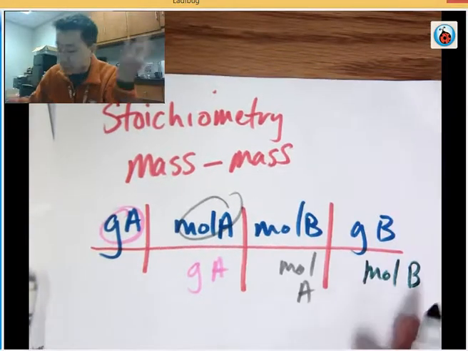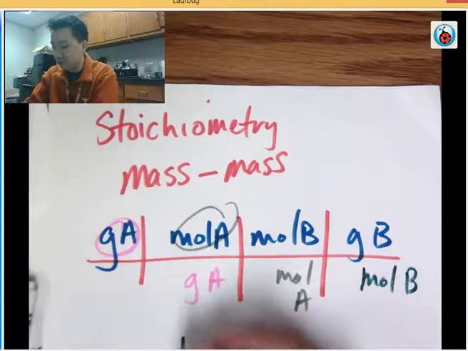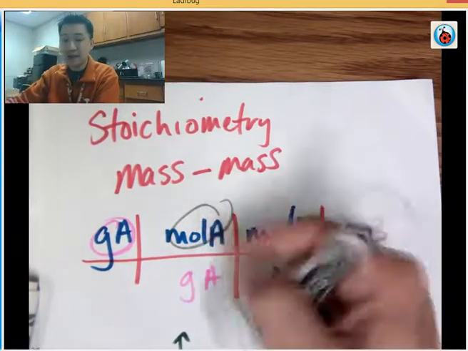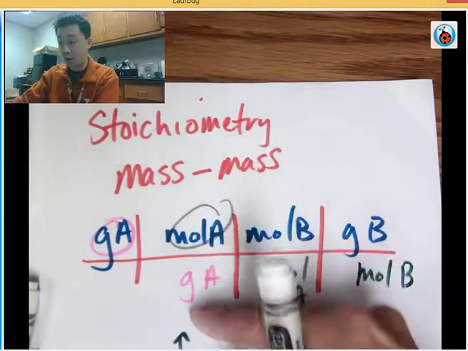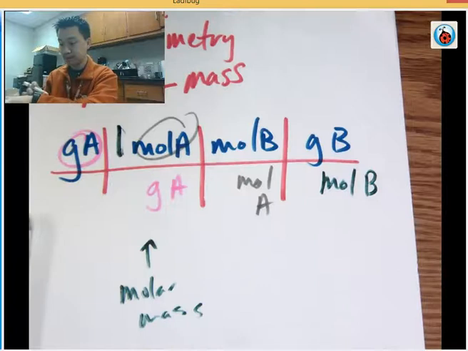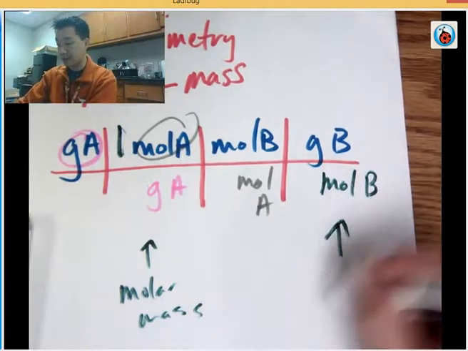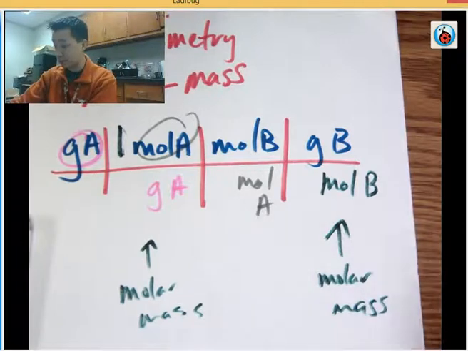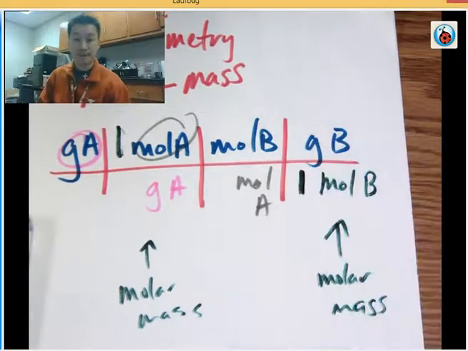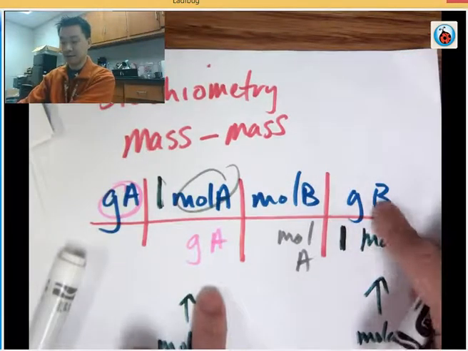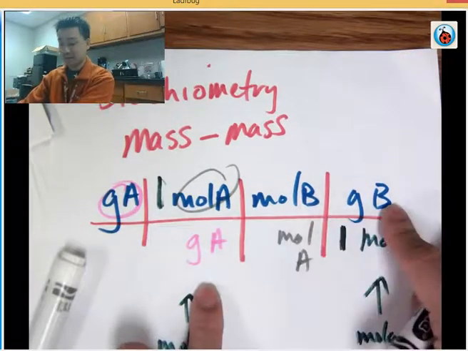Let's go back. The first conversion factor is your first molar mass. With molar mass, grams and mole in the same bracket, it's always 1 mole. The last one here is also a molar mass. What's the rule? 1 mole. And then I get the mass of whatever that is, the mass of A, the mass of B.